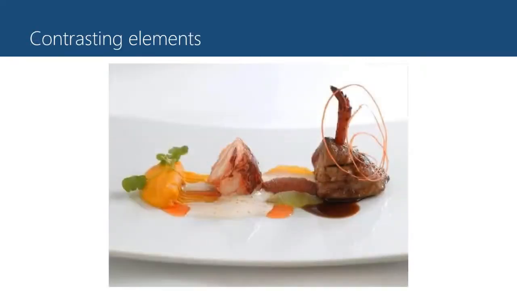Next is contrasting elements. So, as you can observe on the plate, we have different elements such as different sauces with a different texture and different taste. For example, on the left, we have a mango. So mango gives a sweetness and as well as different flavor. On the right side, we have a brown sauce which gives a salty taste.